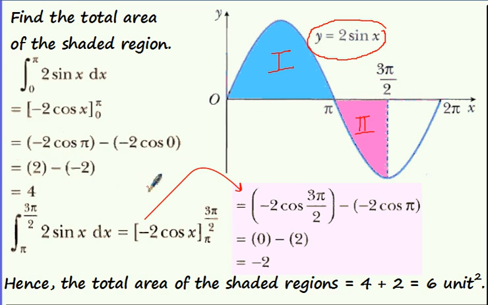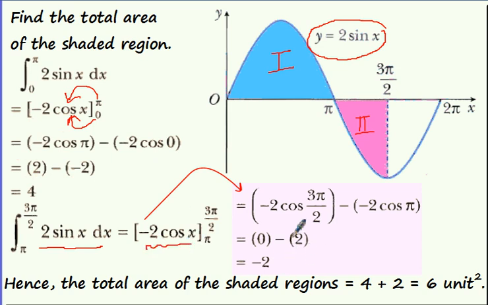And then we substitute the value. We substitute pi and then 0, and we got the answer 4. Now we go for the same function from pi to 3 pi by 2. Again we differentiate, the same pattern, and we got minus 2 cos x.